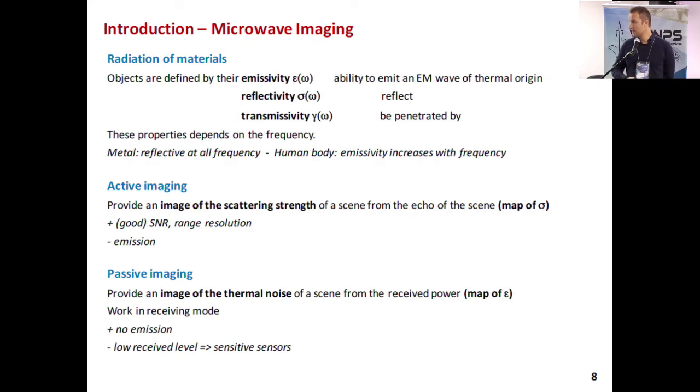In passive imaging, on the contrary, you just listen to the scene, and you can have an image of the thermal noise of a scene. So you make a map of the emissivity of the scene. You work in receiving mode. The advantage is you have no emission, so it's completely harmless and stealthy. The problem is often you are dealing with very low received levels, and you need very sensitive sensors.